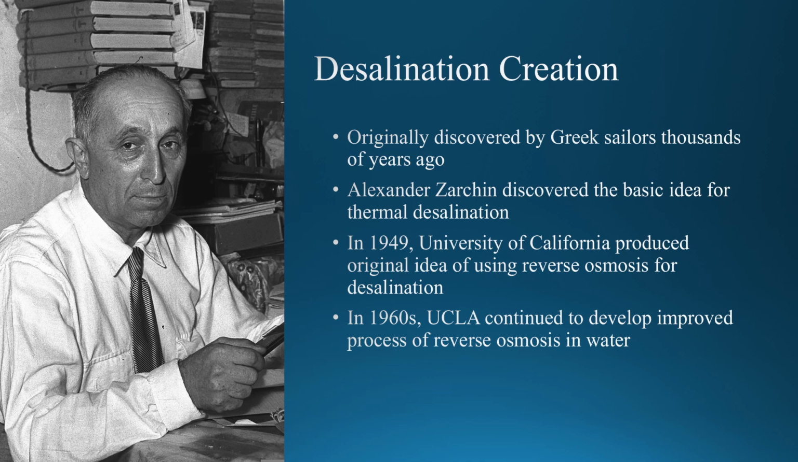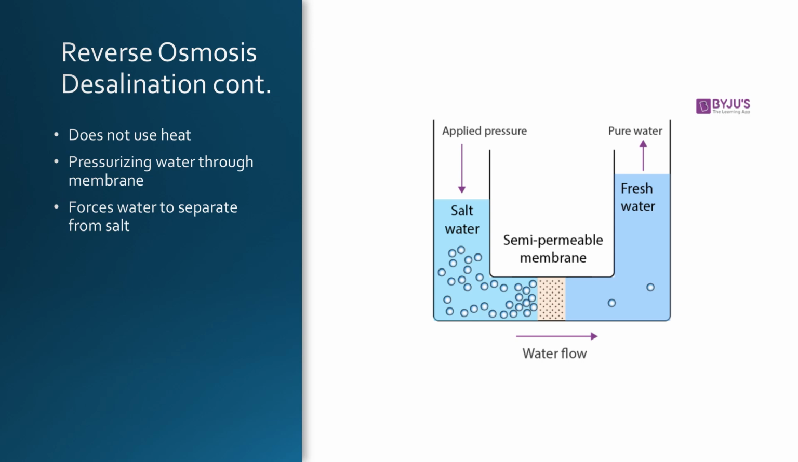In 1949, the University of California produced the original idea for reverse osmosis for desalination, but it was continued to work through in the 1960s as UCLA developed even more improved ideas in reverse osmosis desalination. Reverse osmosis desalination does not use heat. It is pressurizing water through a membrane, and it forces water to separate from the salt.